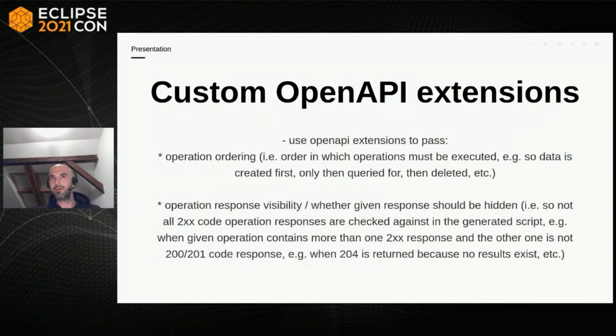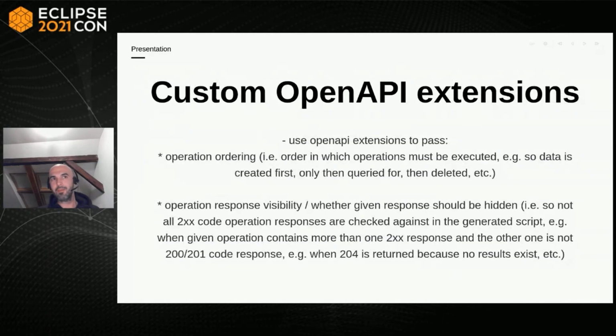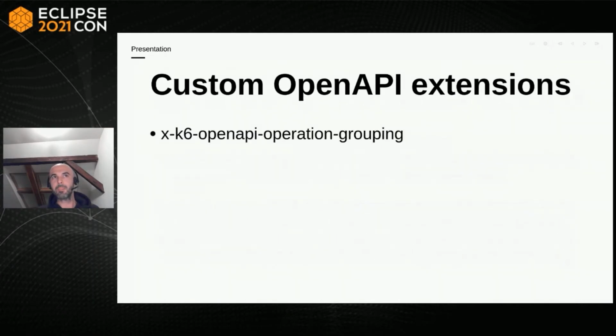So the OpenAPI extensions again allow you to order operations. You define which operations must be executed, so data is created first, only then queried for, then deleted. And the operation response visibility, which I just mentioned, is whether the given response should be hidden. So not all 200 code operation responses are checked against in the generated script.